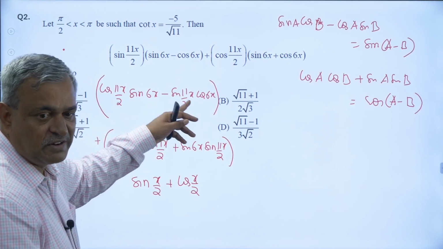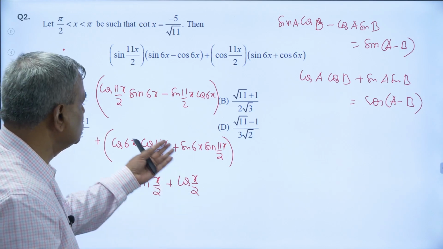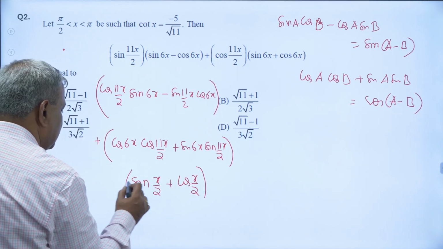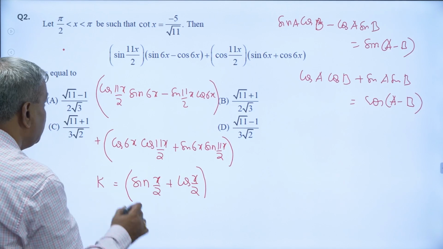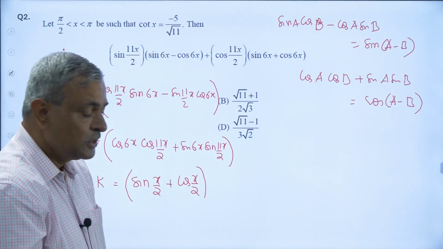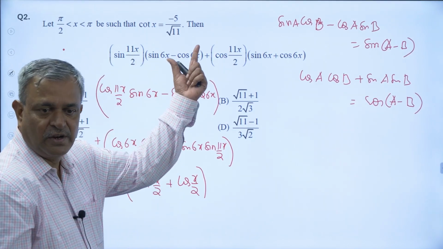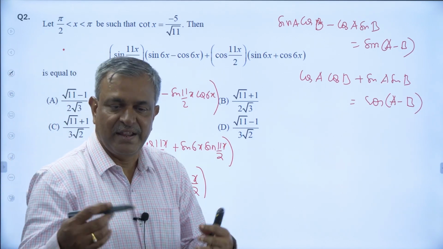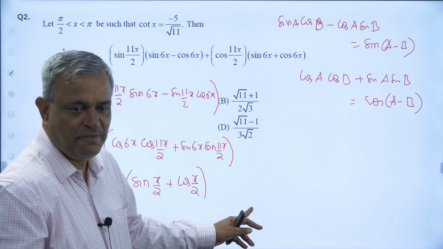6x minus 11x by 2 will give you x by 2. Similarly, sin x by 2 plus cos x by 2 is equal to k. This is the value you require, but they gave cot. So whatever the given information is, we have to bring the equation into cot or any one angle, because this is given in a half angle.